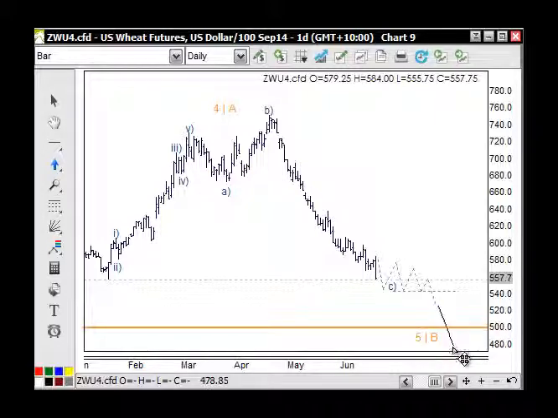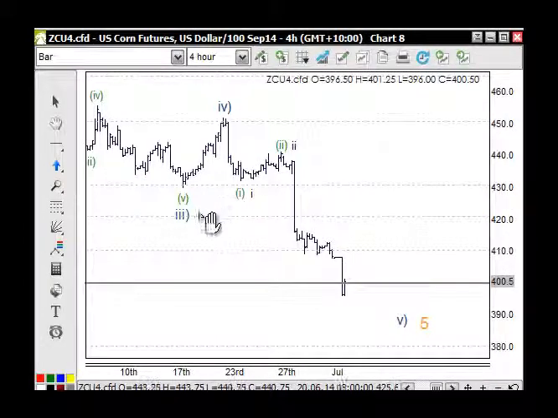So we'd be looking, we'd get a bounce off the 500 of course, but we'd be looking down at the 480 at that stage there. So we just need to give it time here. And this is the same with corn as well. Our corn, we were looking to trade it down to the 400 and exiting there.